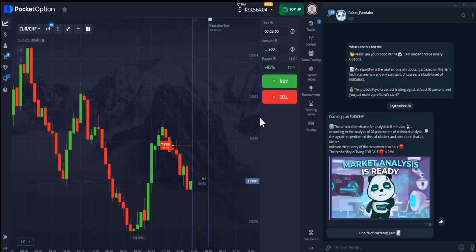Fourth example is false break or pattern. This pattern shows when the price fails to reach a new high in an uptrend or a new low in a downtrend. And this allows traders to identify a potential trend reversal before many indicators will signal it.